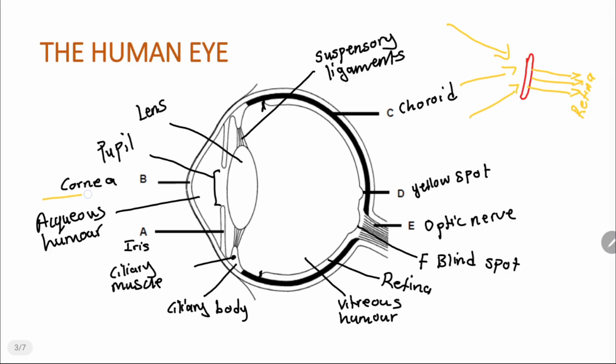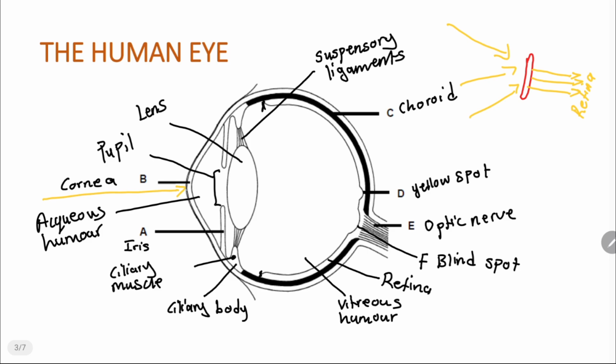Now, first of all, the light has to go through this outermost layer that we are going to refer to as the cornea. The cornea is the transparent part of the sclera, because remember, we said that the sclera is the outermost layer of the eye, but in front of the eye it becomes transparent. And this transparent part of the sclera is what we refer to as the cornea. So the cornea has to be transparent. Why must it be transparent? So that it can allow this light to pass through.